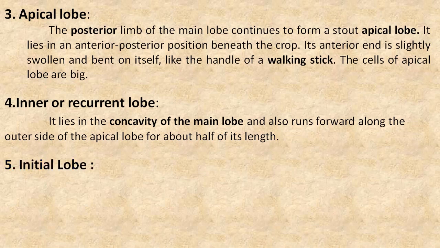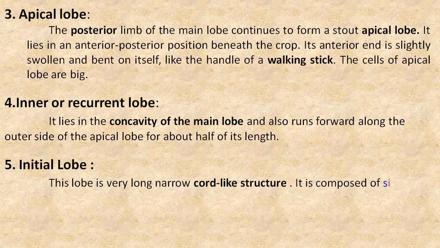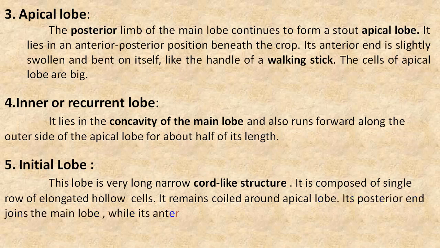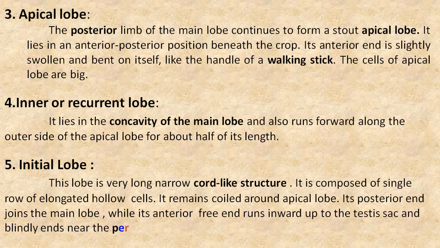Fifth is initial lobe. This lobe is a very long, narrow cord-like structure. It is composed of a single row of elongated hollow cells. It remains coiled around apical lobe. Its posterior end joins the main lobe while its anterior free end runs inward up to the testis sac and blindly ends near the perinephrostomial ampulla.